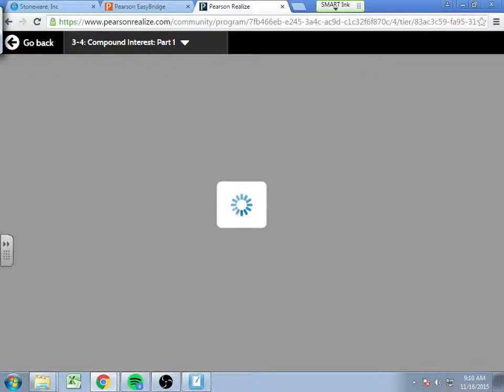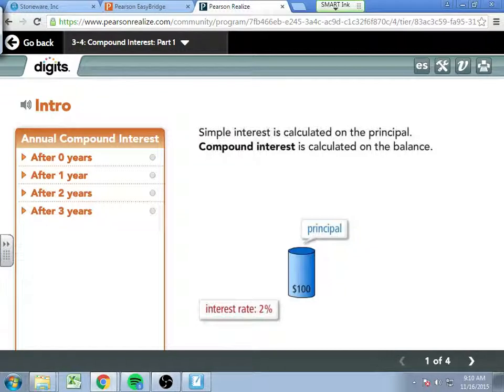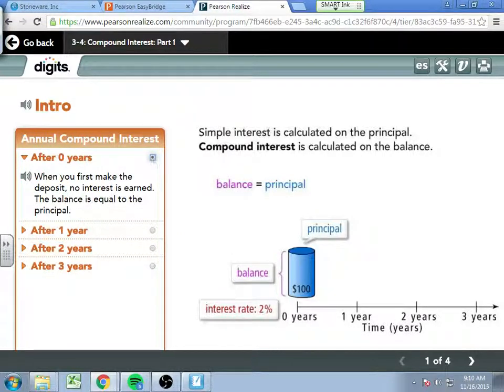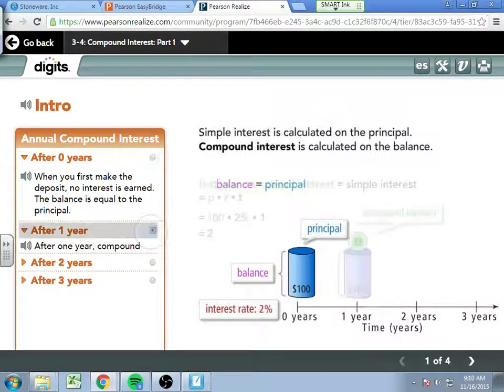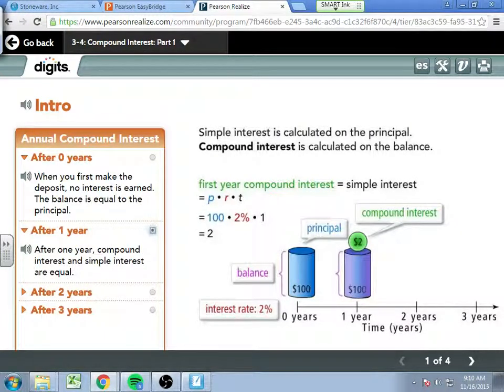So here we go. We've got the graph that is similar to what we saw last week. We start with $100. That's our initial principal. That's how much we invest. After 0 years, well, we don't make any money. We just put the money in there. 0 years, we just started. After 1 year, I still make that 2% because my interest formula is still the P times the R times the T. And when the time is only 1 year, I've still only made 2%.